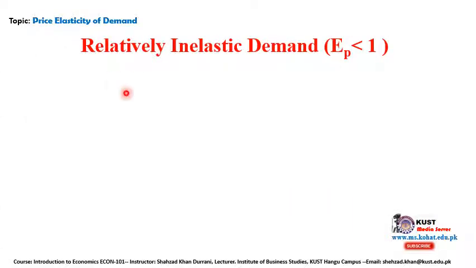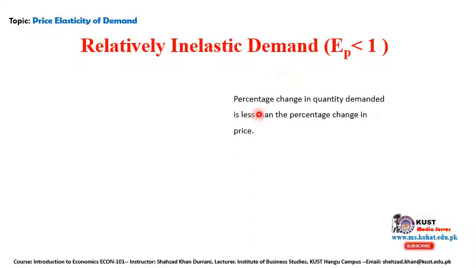Now, the next one, we have the relatively inelastic demand, right? Relatively inelastic demand, which is the opposite of the first one, which was the relatively elastic demand. Now we have relatively inelastic demand. So what does it mean? It means the percent change in quantity demanded is less than the percent change in price.